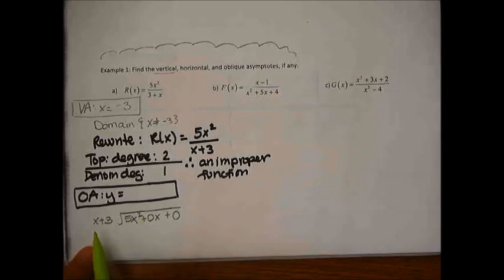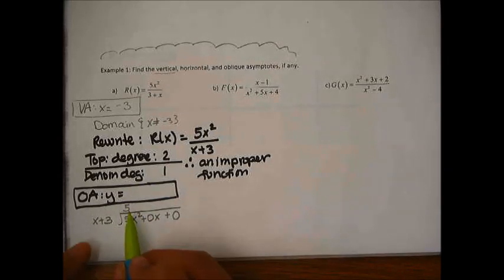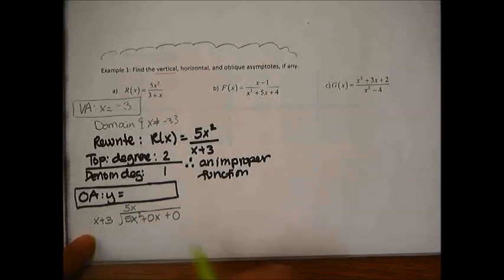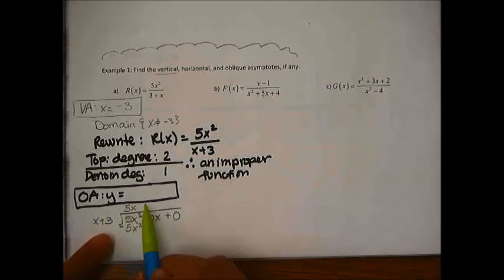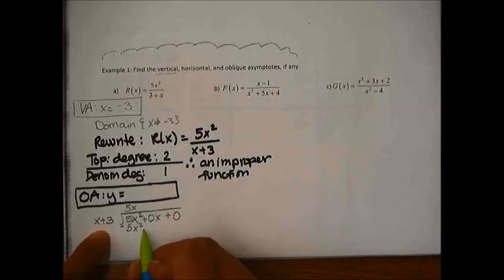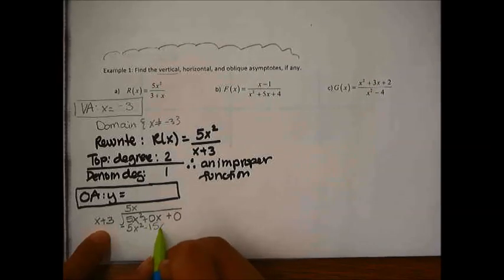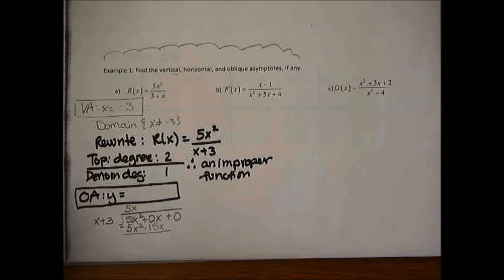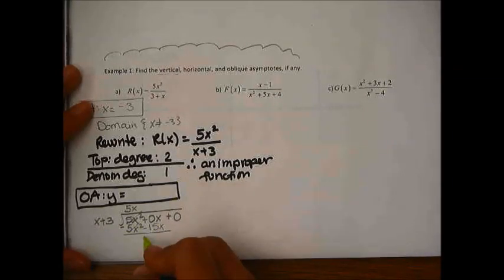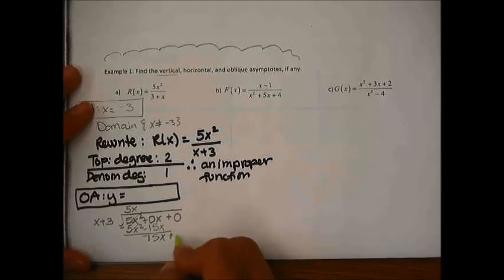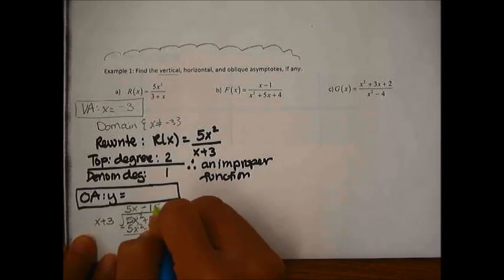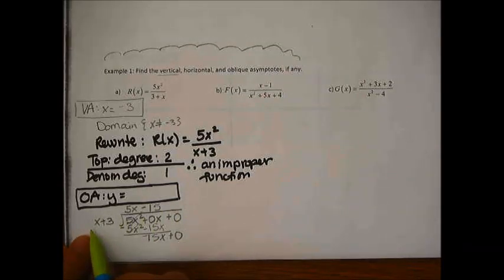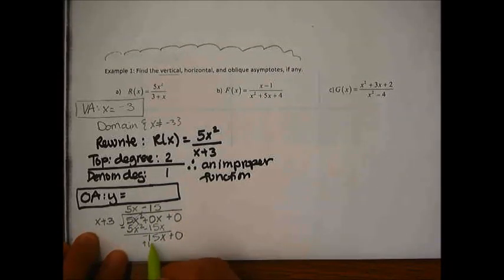So 5x squared divided by x is going to be 5x. 5x times x is a positive 5x squared, but remember we have to subtract, so switch your sign. 5x times positive 3 is a positive 15x, but I need to switch my sign to negative 15x. From here, those two will cancel. I now have a negative 15x and bring down my 0. Negative 15x divided by x is a negative 15. Multiply it back: negative 15 times x is a negative 15x. Switch my sign to a positive 15x.